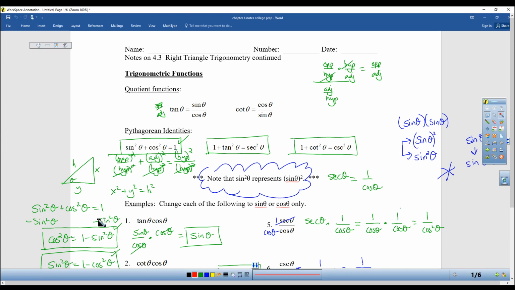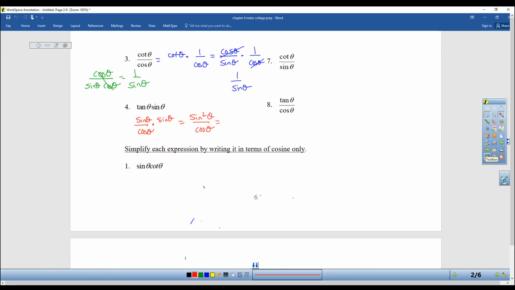So I go back to here. The only way to change a sine to a cosine is if it's squared. And you'll see that sine squared is equal to 1 minus cosine squared. So sine squared is 1 minus cosine squared. So that's similar to the one that we did before.